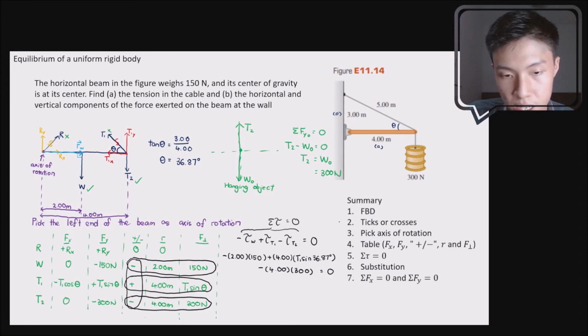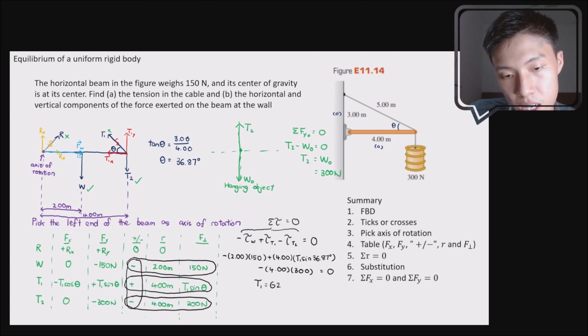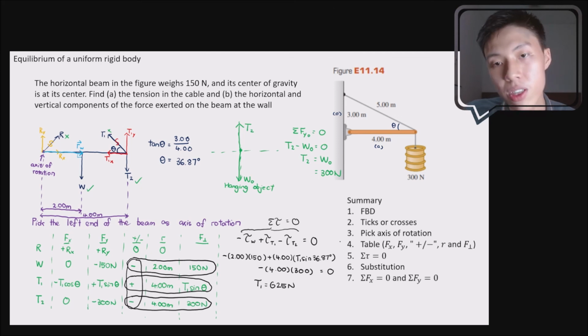Now if you look at the situation here, there's only one tension 1, which is the unknown. The rest of the values are already determined. So for this situation, we should be able to obtain T1 using a calculator. You should be able to obtain 625 Newton for tension 1. So tension 1 over here has a magnitude of 625 Newton, and with that, we have successfully answered question A.